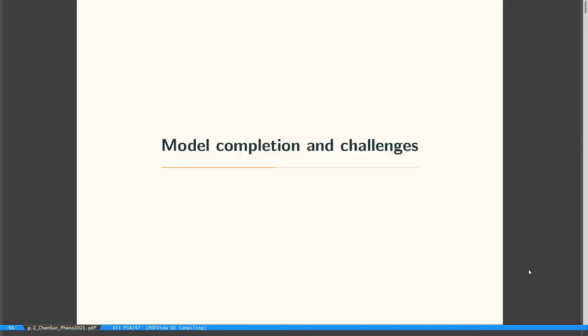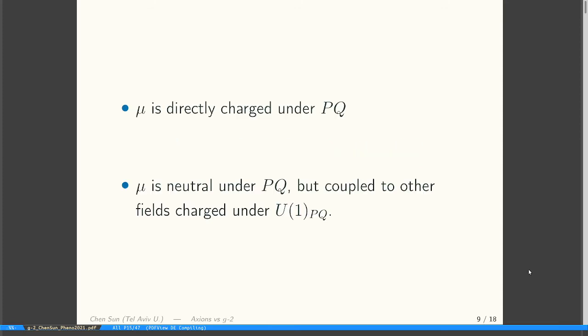And at face value, this effective field theory tells us that we could find a parameter region where this axion can address the muon G-2. But is it really true? Is this the whole story? Of course not. We need to complete the model. And once we complete the model, we realize there are actually more challenges for this sort of solution.